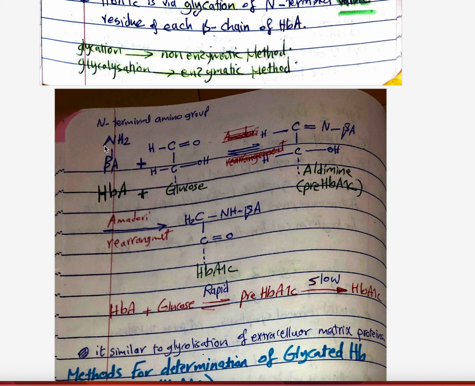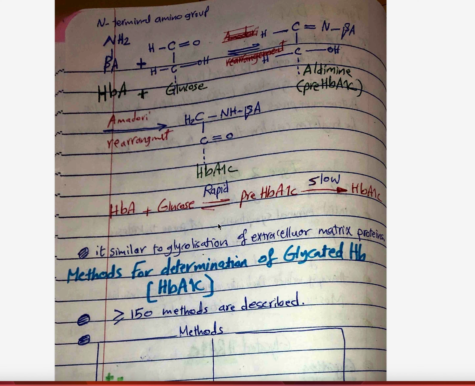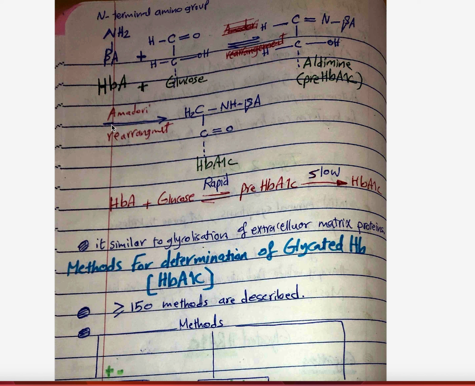As you can see, the N-terminal amino group, and we have here hemoglobin A. Why do we say hemoglobin A? Because it's for the adult, and we add glucose, which leads to the aldimine, a pre-hemoglobin A1C, and then an amide rearrangement happens, which leads to hemoglobin A1C. As you can see here, hemoglobin A and glucose undergo a rapid reaction to form the pre-hemoglobin A1C, and then it becomes slow to form hemoglobin A1C.